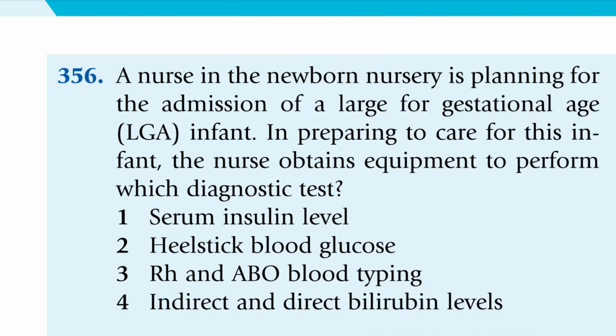356. A nurse in the newborn nursery is planning for the admission of a large for gestational age, LGA, infant. In preparing to care for this infant, the nurse obtains equipment to perform which diagnostic test? 1. Serum insulin level. 2. Heel stick blood glucose. 3. RH and ABO blood typing. 4. Indirect and direct bilirubin levels.